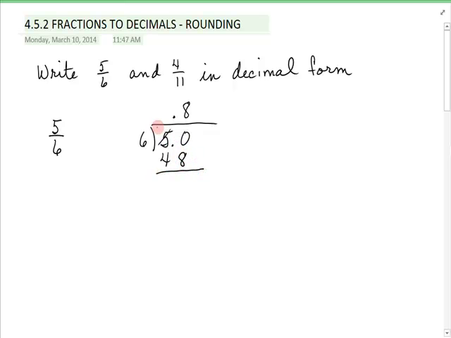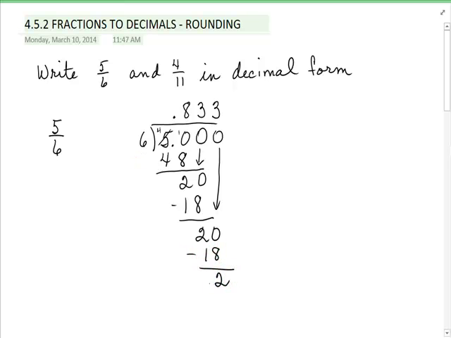I subtract for 2, and it hasn't terminated, so I add a 0. 6 goes into 20, well, it's going to go 3 times. 3 times 6 is 18, and subtract for 2. It hasn't terminated, so add a 0. 6 goes into 20 3 times. 3 times 6 is 18. Subtract for 2. Hopefully you're beginning to see the pattern, and if I added zeros infinitely, I would begin to just get more and more 3s.